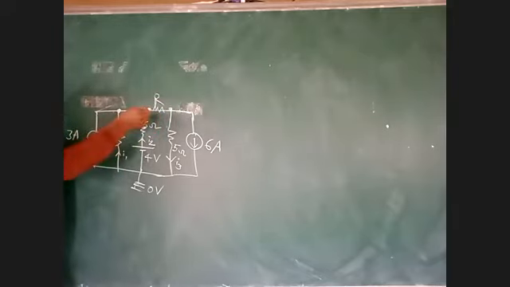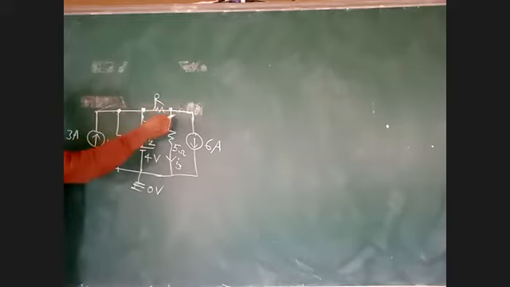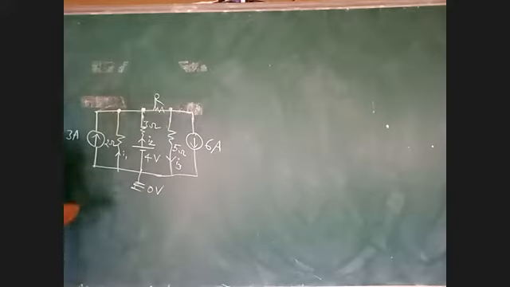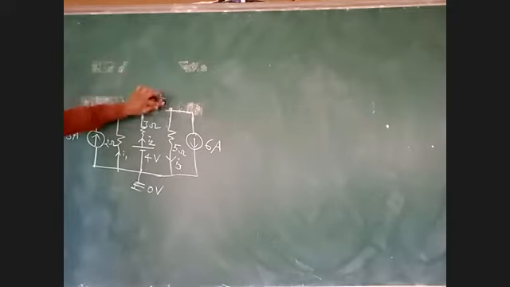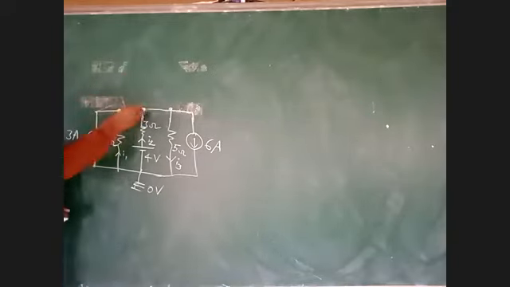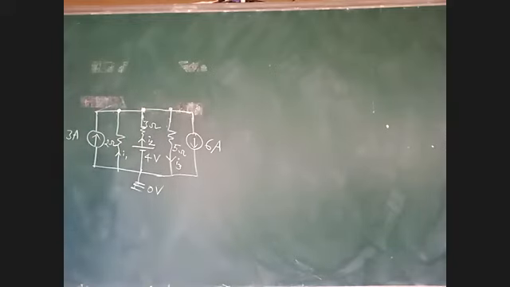1, 2, 3 branches are connected to this, but this is not connected here. This is another part, where 1, 2 are connected. So if there is no resistance here, all are connected to a single point. If anybody is having doubt, you can ask me.